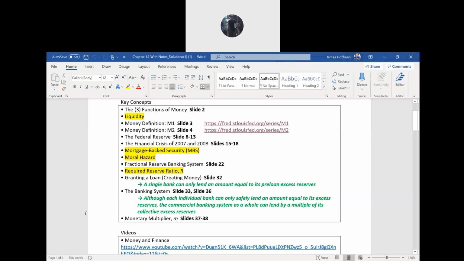Okay, so again, although each individual bank can only safely lend an amount equal to its excess reserves, the commercial banking sector as a whole, the banking system as a whole, can lend by a multiple of its collective excess reserves. So one bank can create money, but that new money is only their excess reserves. The whole banking system can create lots more than that, given that trickle down effect from business to bank, and so on.